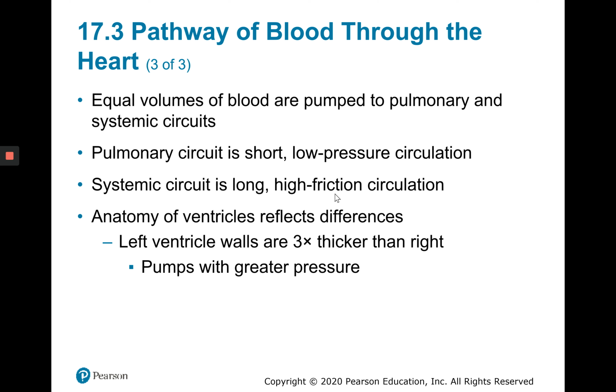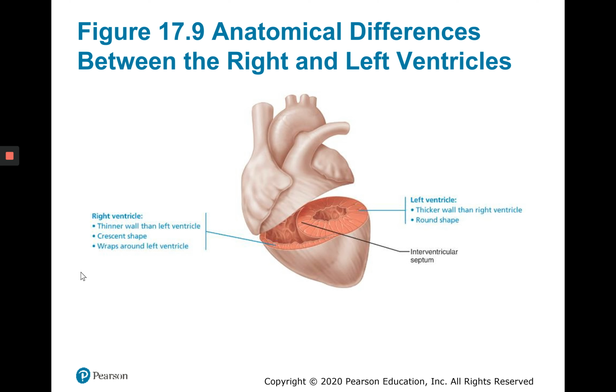So that's why we see that the left ventricular wall, which pumps blood into systemic circulation, is thicker than the right ventricular wall. So that anatomy of the ventricles is reflecting that difference between the pulmonary and systemic circuit, both their length and the pressure required. So the left ventricular wall is 3 times thicker than the right because it pumps with greater pressure, or it needs to pump with greater pressure. So here's an image, figure 17.9 in your textbook, showing that. We can see that the left ventricle wall is much thicker than the right.